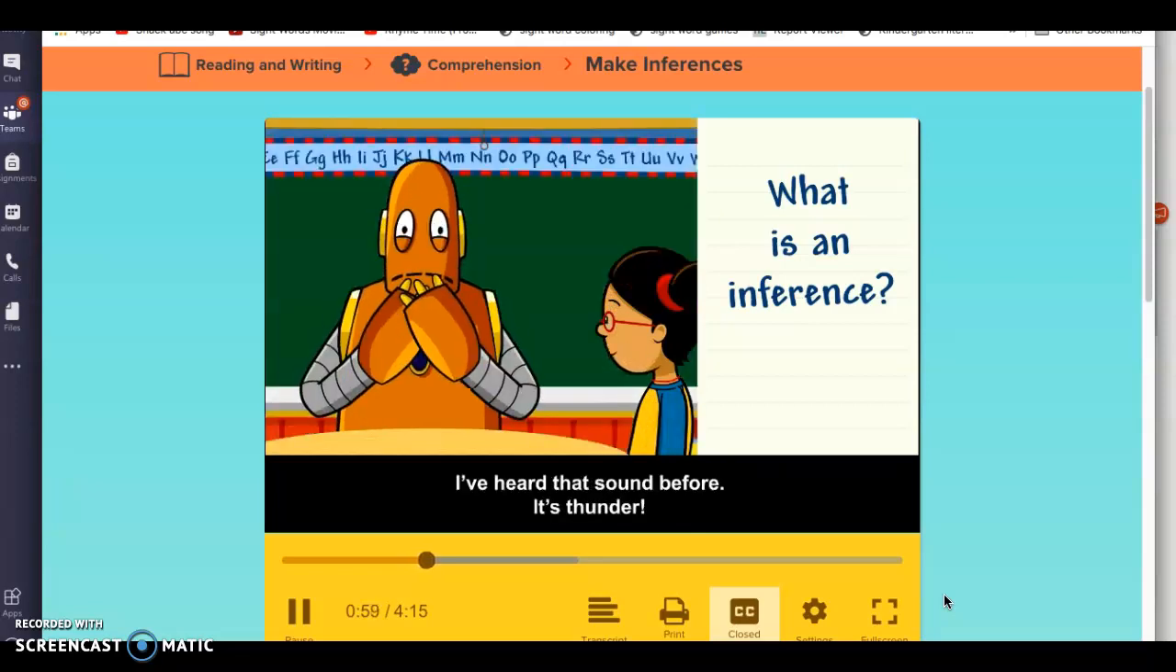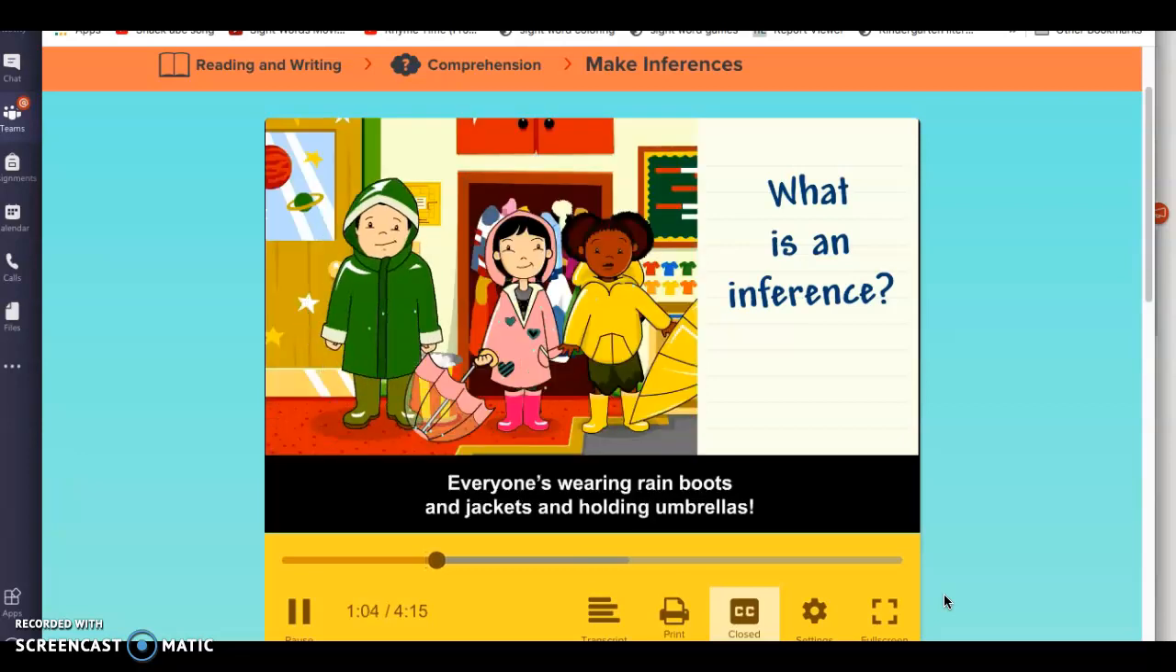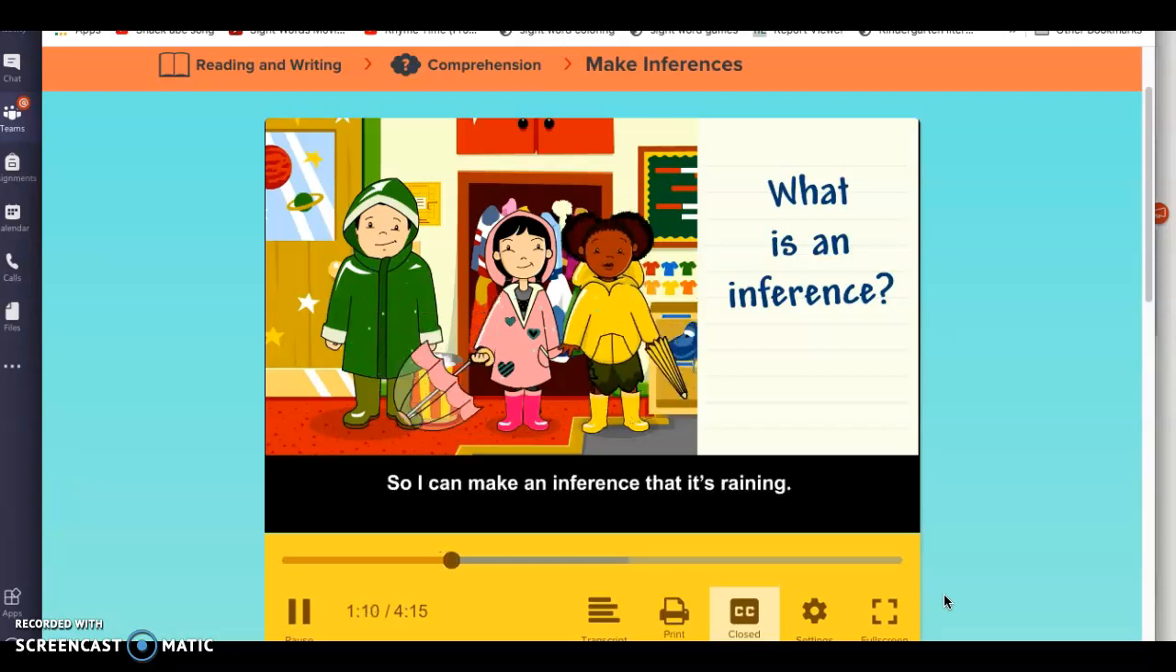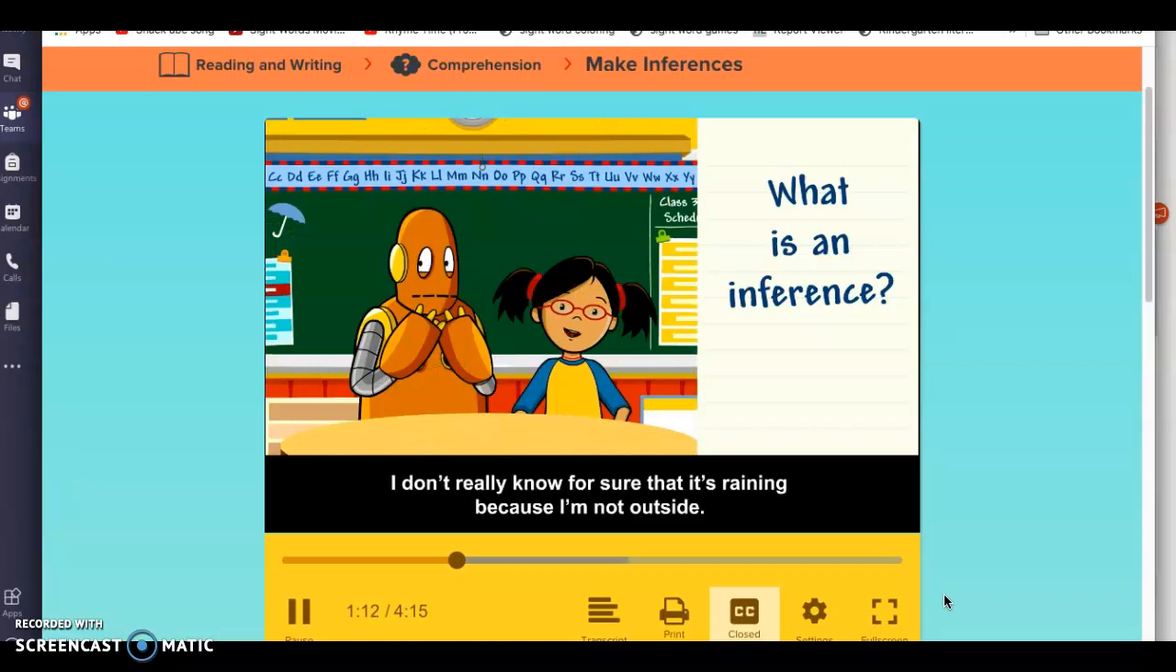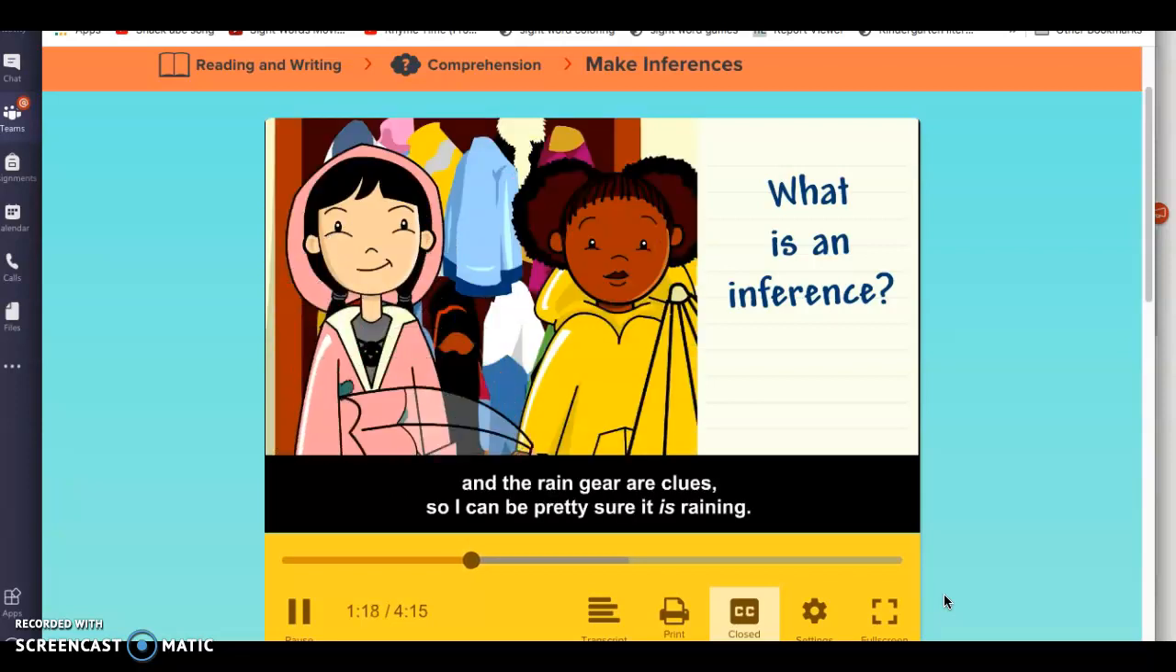I've heard that sound before. It's thunder. Everyone's wearing rain boots and jackets and holding umbrellas, so I can make an inference that it's raining. I don't really know for sure that it's raining because I'm not outside, but the thunder and the rain gear are clues, so I can be pretty sure it is raining.